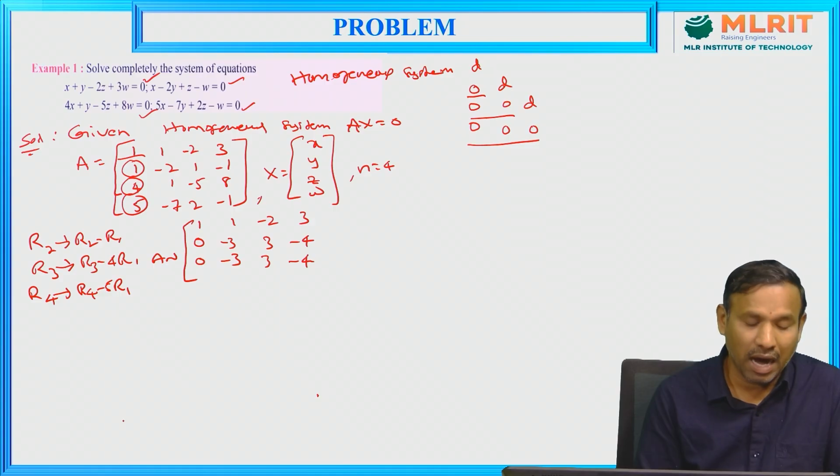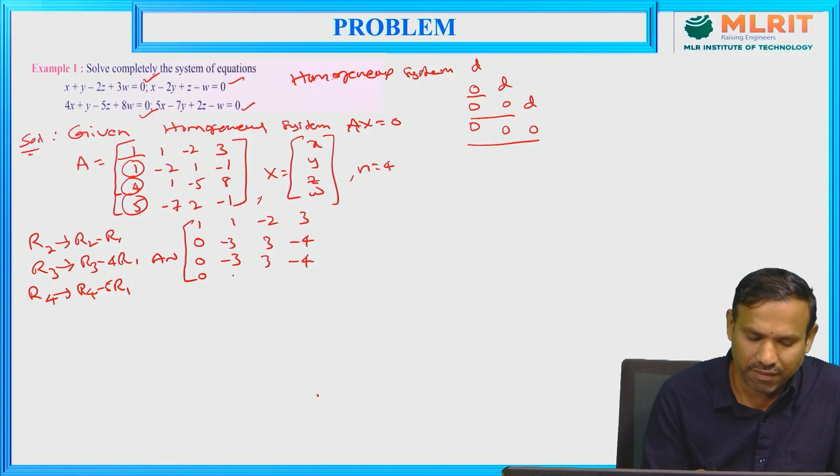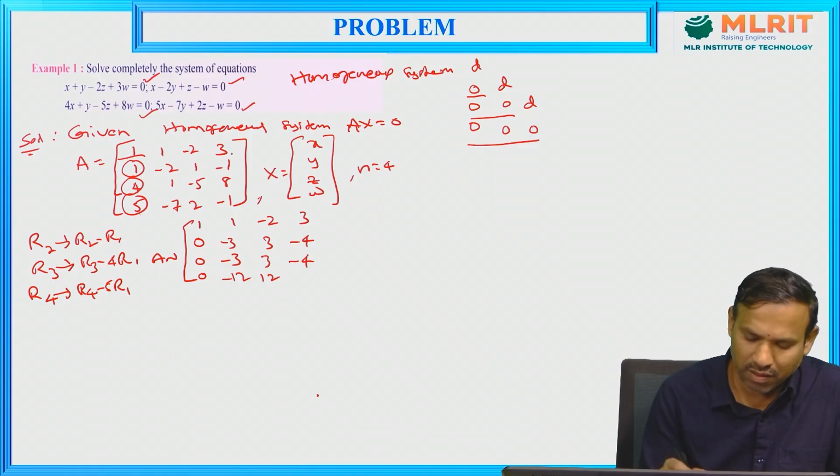Next, R4 minus 5R1. 5 minus 5, 0. Minus 7, minus 5, minus 12. 2 plus 10, 12. R4 minus 5R1. Minus 1, minus 15. That is minus 16.